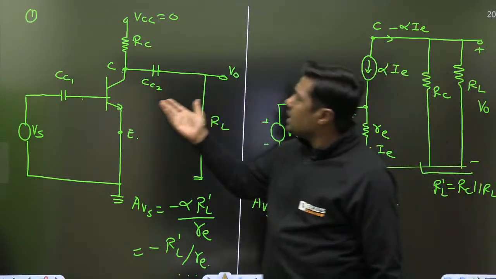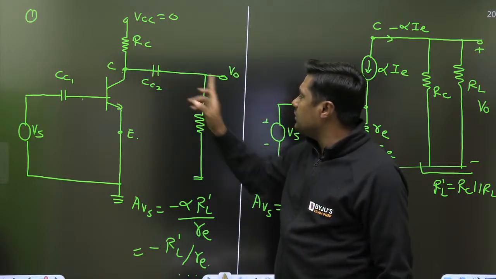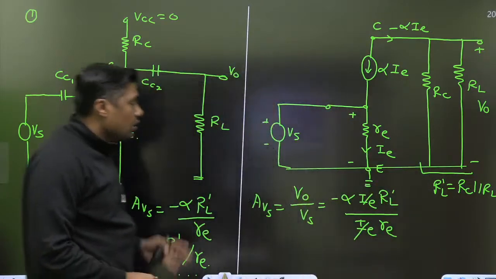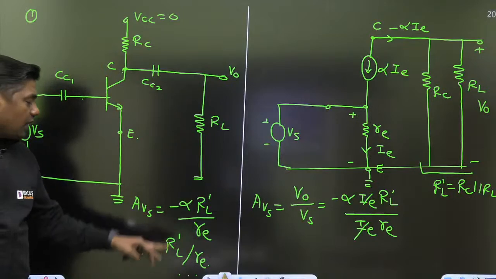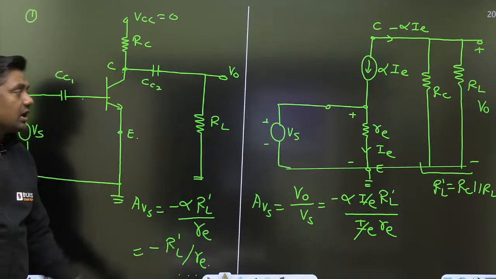What is the answer? Common emitter has a 180 degree phase shift, minus sign, RC parallel with RL upon small RE. Over, within 10 seconds we can solve this question. Minus alpha, minus RL dash upon RE, where RL dash is RL parallel with RC.